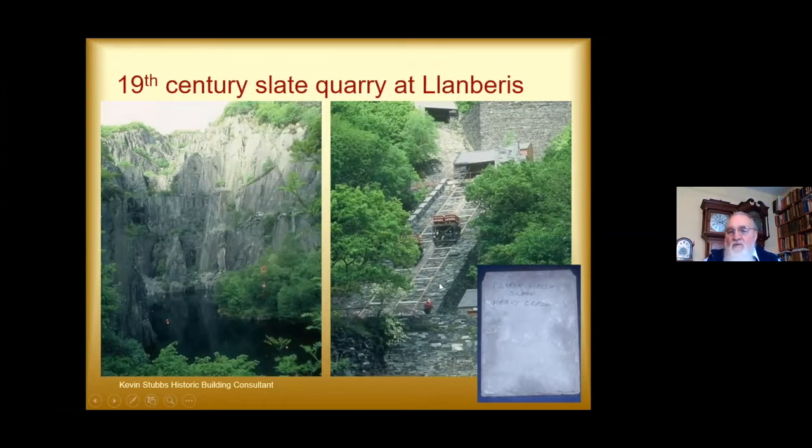Railways, the coming of railways, small-scale railways from the slate quarries down to the coast, and then distribution by sea, and then distribution within the country by mainline rail. And they were also exporting by sea all over the British Empire. And so the industry at the end of the 19th century was massive.